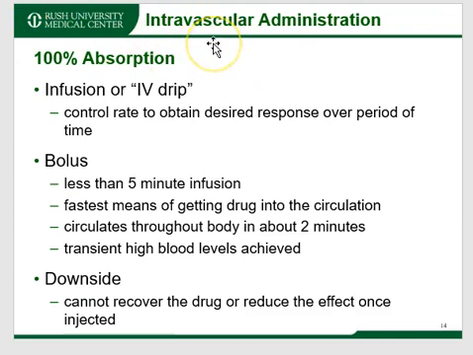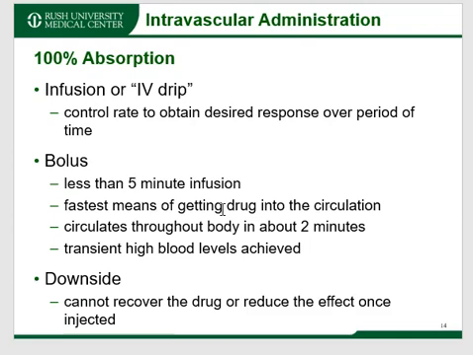Other things to consider about IV administration is that it could be an infusion or an IV drip. Essentially what we're looking at is the ability to control the rate of the delivery of this drug over time. This one could be a slow drip over the course of several hours. In contrast, it also could be a bolus, a large amount of drug administered via IV, maybe in less than 5 minutes. It's the fastest and most efficient way of getting the highest concentration of drug into the circulation.